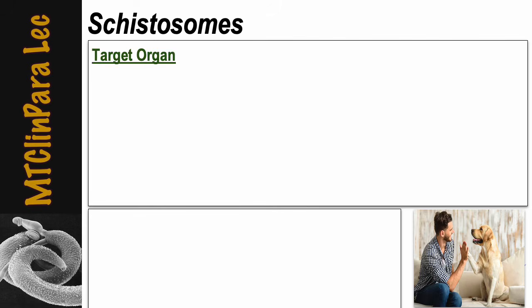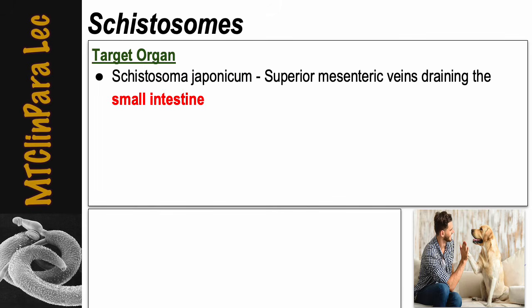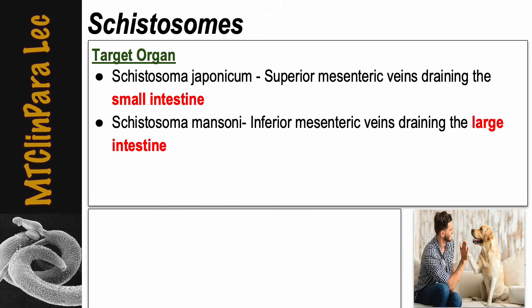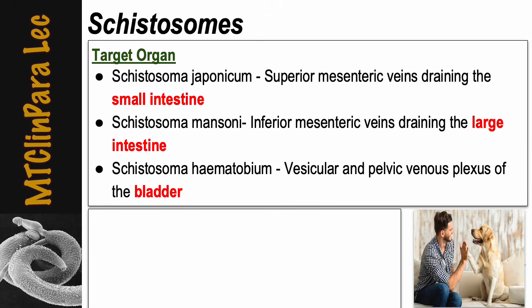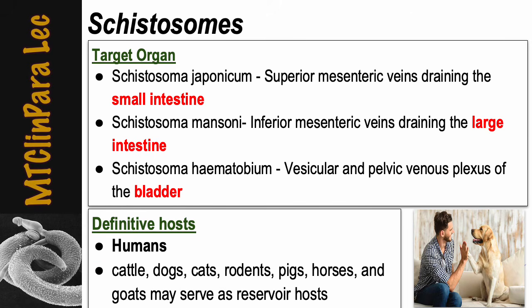For the target organ, Schistosoma japonicum invades the superior mesenteric veins draining the small intestine, while Schistosoma mansoni invades the large intestine, specifically the inferior mesenteric veins, while Haematobium invades the vesical and pelvic venous plexus of the bladder. In terms of the definitive host, all schistosomes require humans as their definitive host, but other animals can also be natural reservoir definitive hosts.